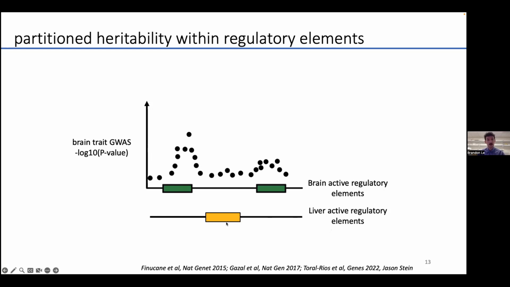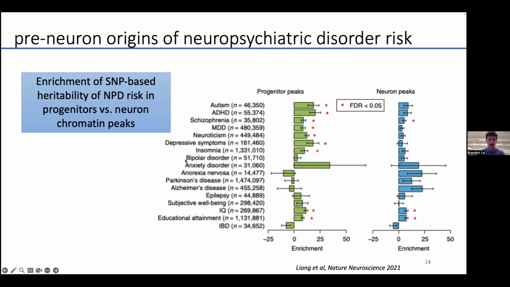So by using partition heritability, we can see the genetic contributions that are shared between this GWAS trait and where those genetic contributions fall in annotated regions. So neuroprogenitor cells show a strong enrichment of heritability for lots of neuropsychiatric disorders. And so this is a plot of the enrichment that we get in either the progenitors versus neurons.